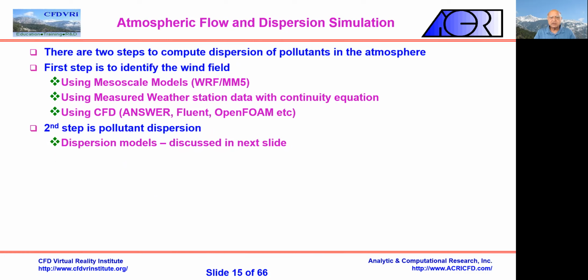So there are two steps to computing atmospheric flow and dispersion. First, we need the wind field. Okay. Now, if we are working at the mesoscale, we can use the flow computed by the WRF or MM5 or any mesoscale model, right? Now, when you're working at a local scale or a regional scale, smaller scale, city scale, building scale, then that is not feasible. WRF doesn't have the data at that scale, okay?